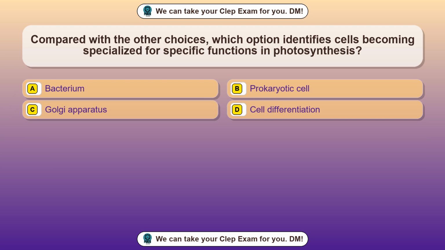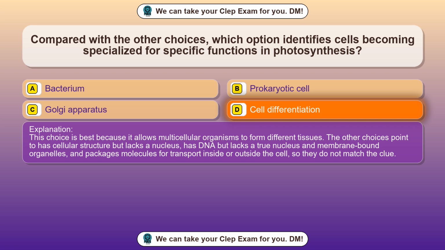Question 84. Compared with the other choices, which option identifies cells becoming specialized for specific functions in photosynthesis? Option A, bacterium. Option B, prokaryotic cell. Option C, Golgi apparatus. Option D, cell differentiation. The correct answer is option D, cell differentiation.